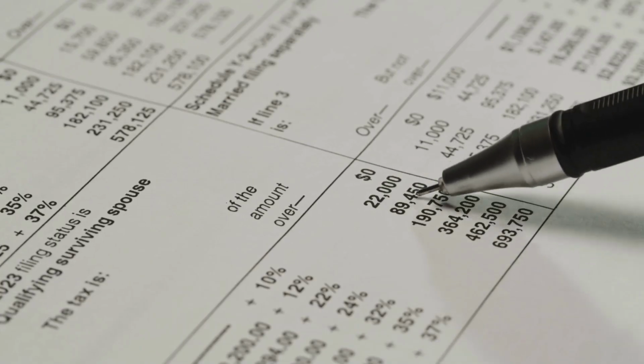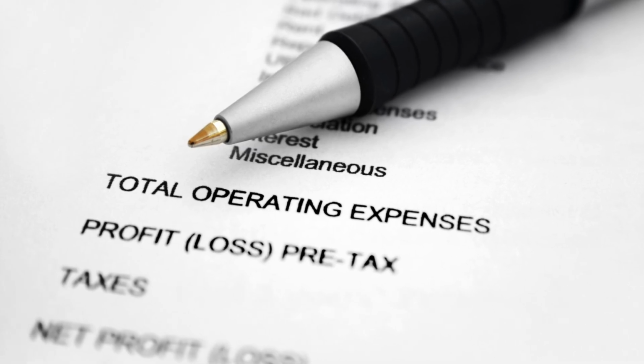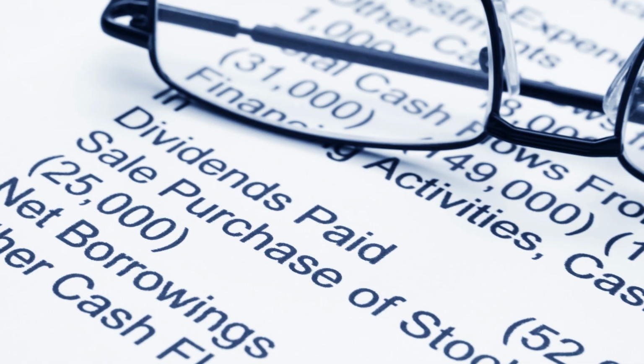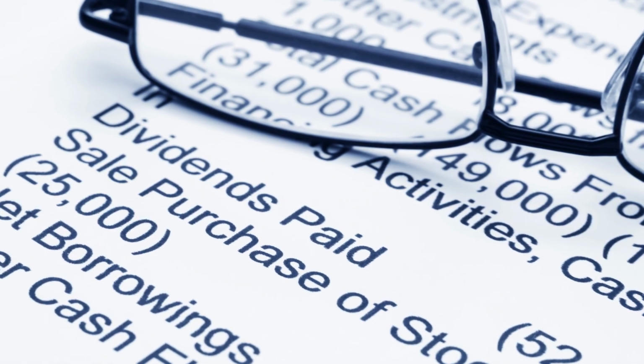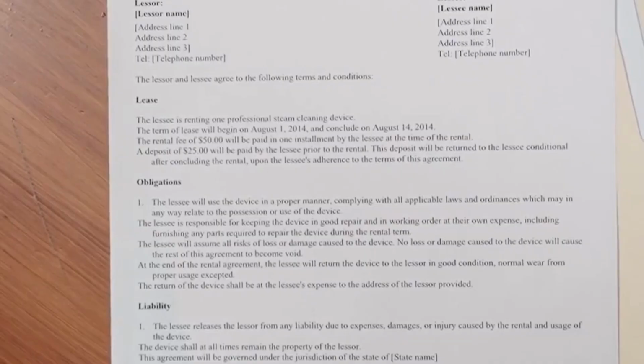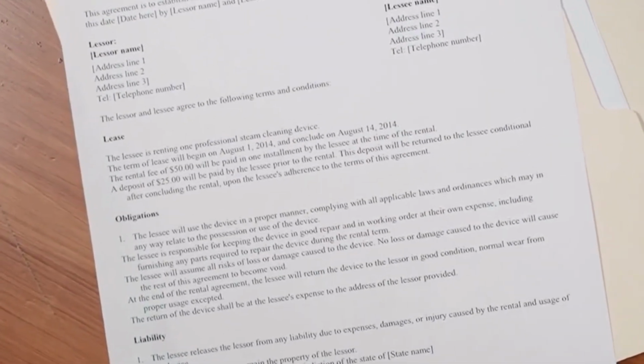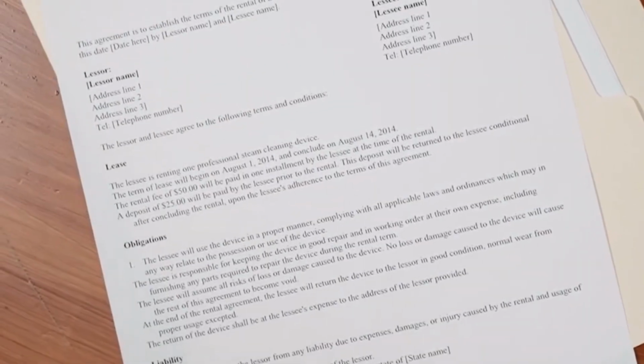Mistake 4. Incomplete financial disclosure. Not fully disclosing income, assets, or debts can cause problems later and may be considered fraud. Mistake 5. Not serving properly. Improper service can invalidate your case. Make sure service is done correctly.